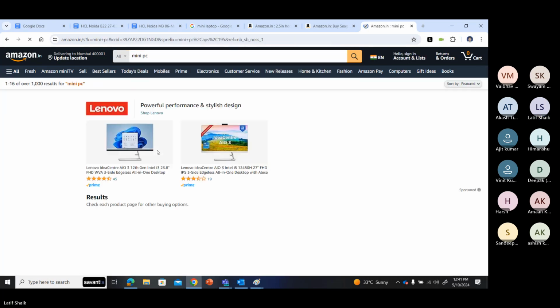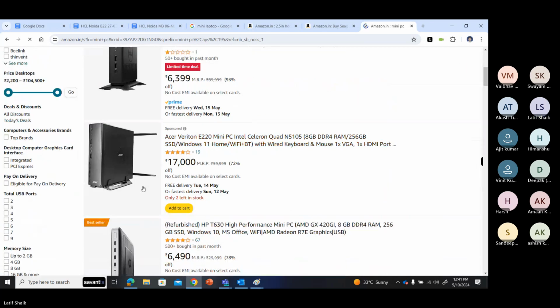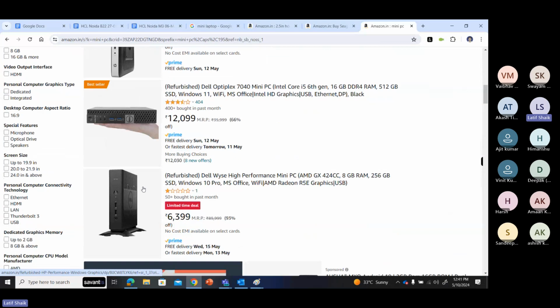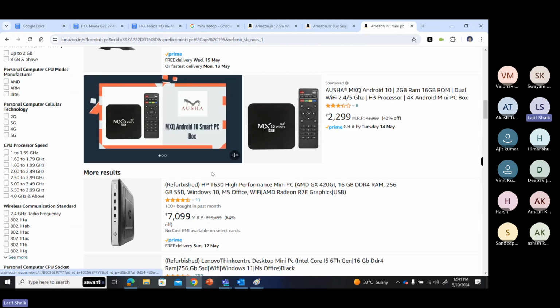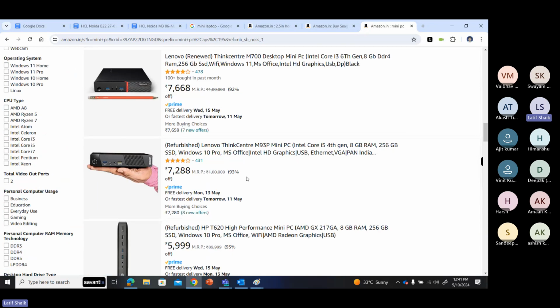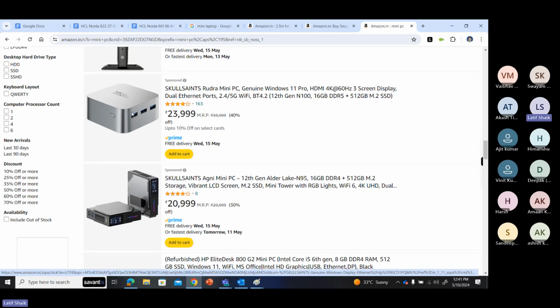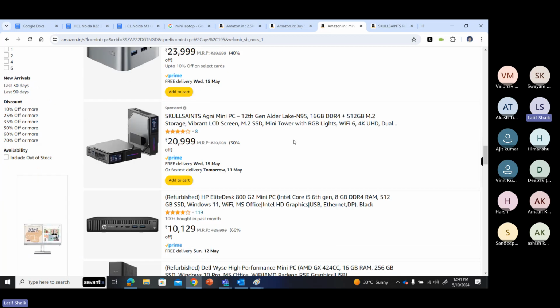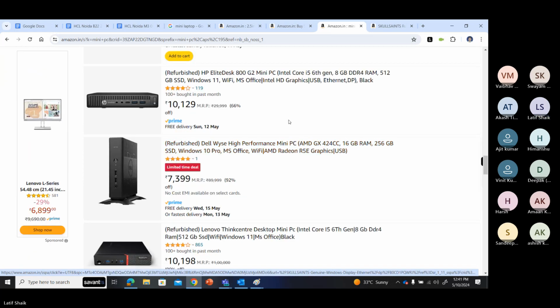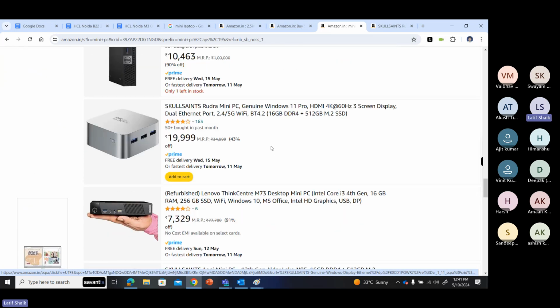Mini PC. Okay, there are many tiny PCs also. Box type PCs are also there. It contains processor, RAM, and everything. So this is a new company, Rudra Mini PCs. Maybe it comes with 12th generation N100, 16 GB DDR5 and 512 GB M.2 SSD. That's why I said it's a new version. But you can go for Intel kind of stuff also.